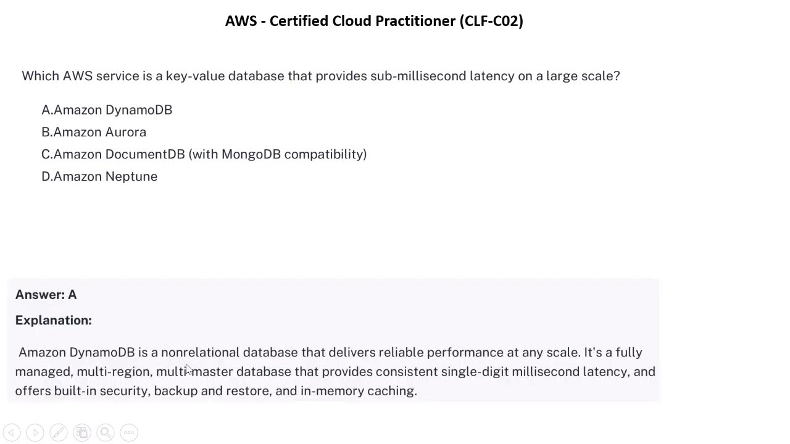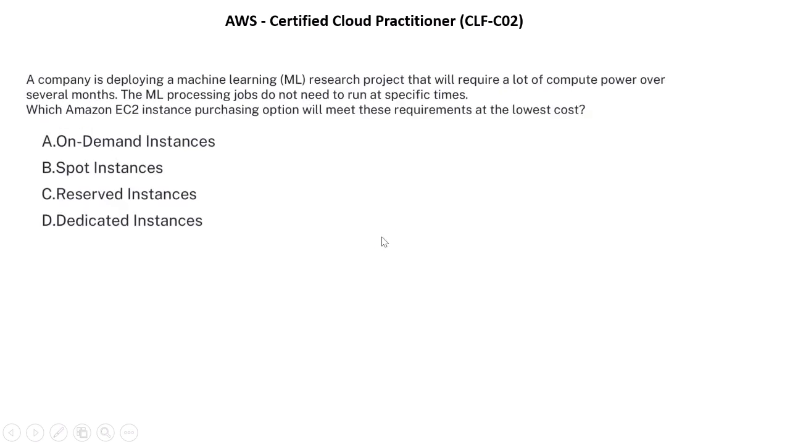Amazon DynamoDB is a non-relational database that delivers reliable performance at any scale. It's a fully managed, multi-region, multi-master database that provides consistent single-digit millisecond latency and offers built-in security, backup and restore, and in-memory caching.